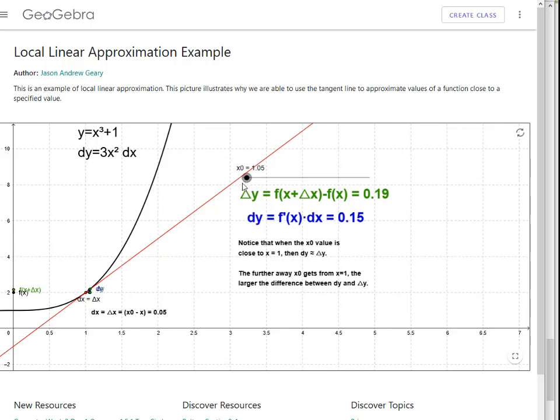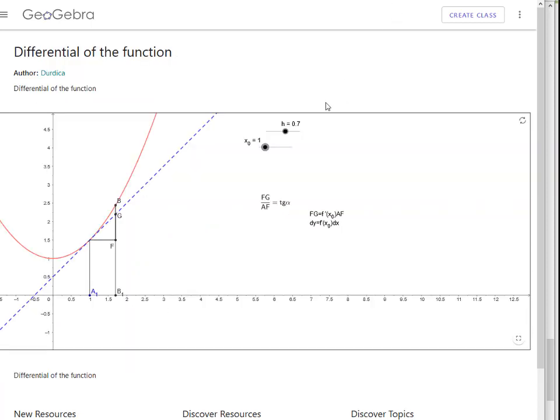Down very, very close. So for very small increases, it gets very close. This here shows you that it's almost the same thing. It lets you change the starting position as well as the distance you go forward.